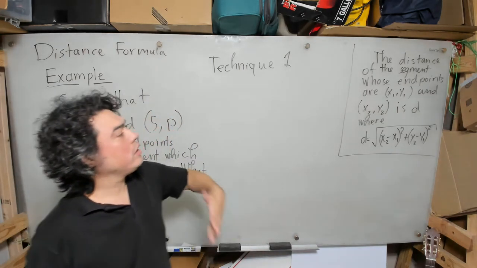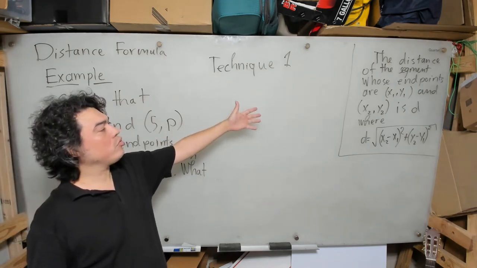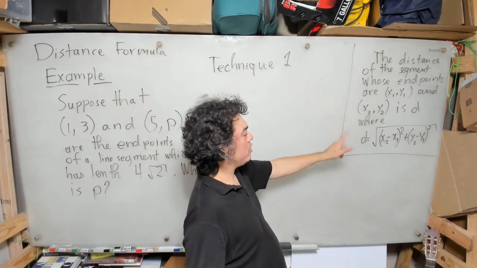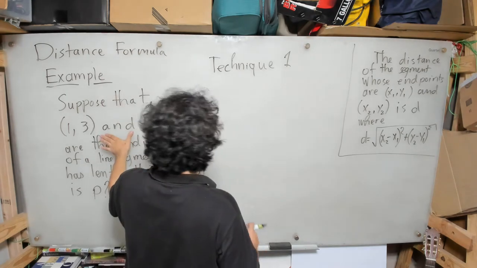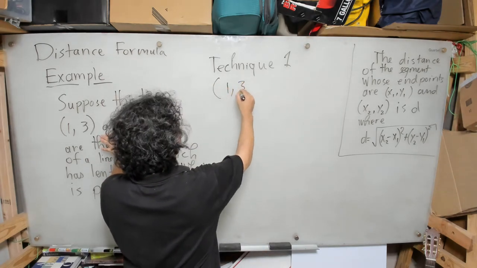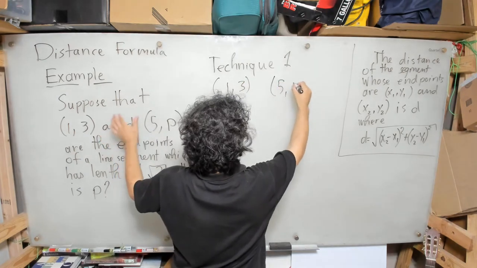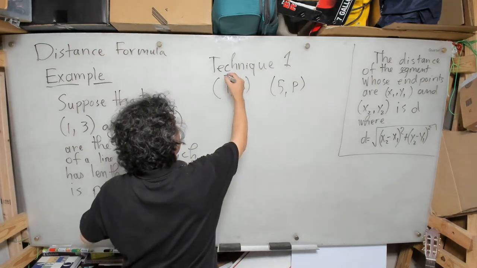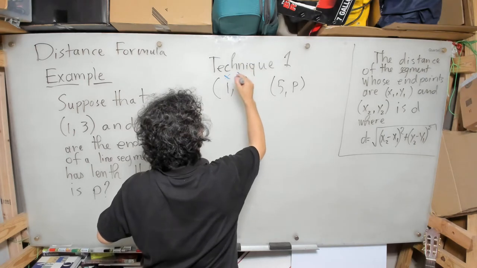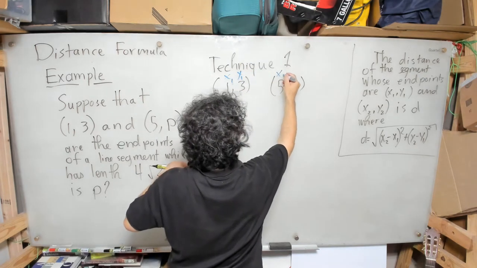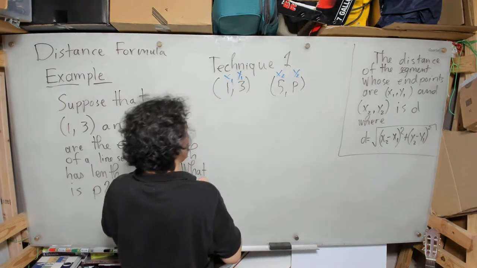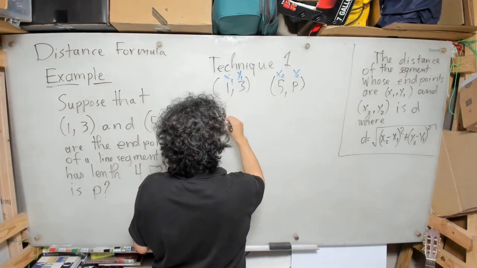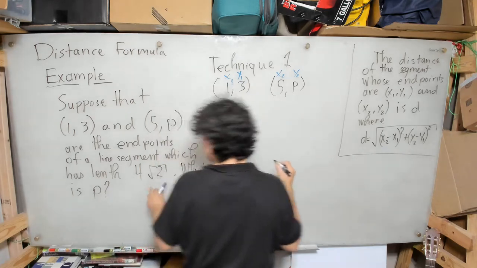And here we go. We recall that the distance formula says that the distance of the segment whose endpoints are (x1, y1) and (x2, y2) is d, where d is the square root of (x2 minus x1) squared plus (y2 minus y1) squared. So now here, we're going to copy our points, (1, 3) and (5, p). Now we can label these as x1, y1, and x2, y2. And so we know our distance is 4 square root of 2.